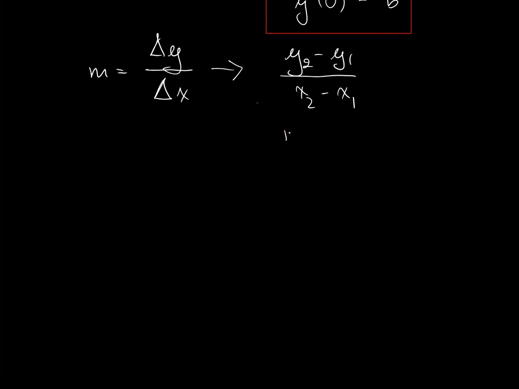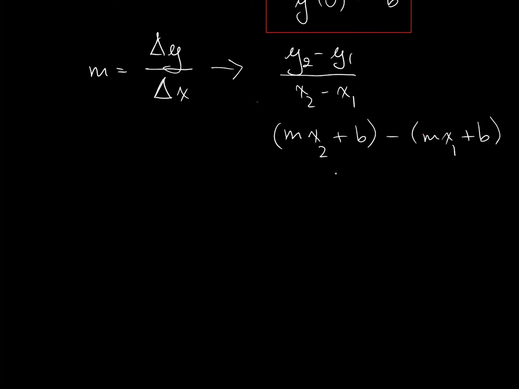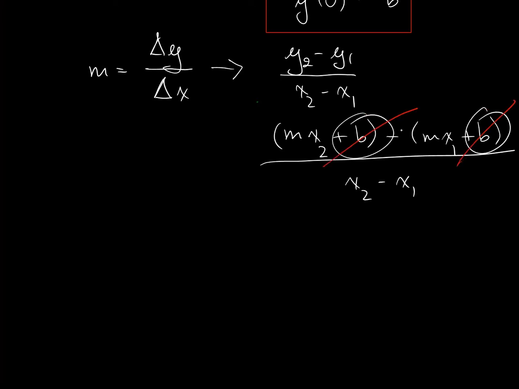So we have y2, the m hasn't changed, it's mx2 plus b. B is a constant, so that's y2 minus y1 is mx2 plus b minus mx1 plus b, over simply x2 minus x1. Well, look what we have here. We have a b over here, and we have a b over here, and so they cancel because of this minus sign, which I've lost in my circles, right?